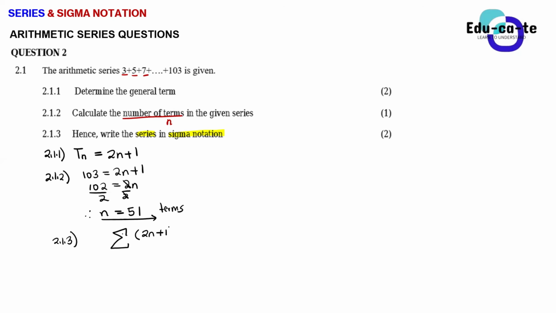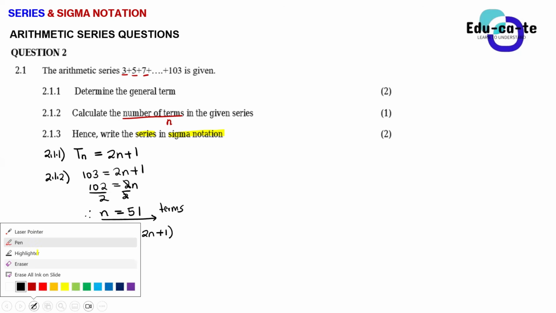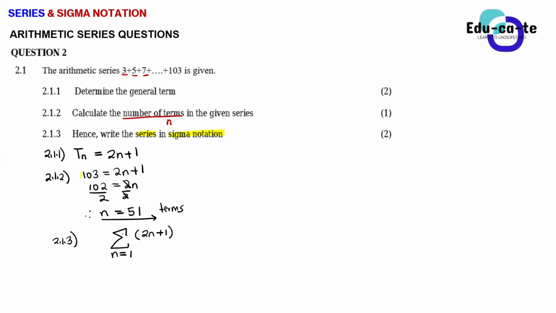Yes. And then on the bottom of sigma, we're going to say n is equal to 1. Why did you say n is equal to 1? Because we're starting from position number 1. Yes. What is the term on position number 1 for this series? 3. Yes. We started adding these from 3.